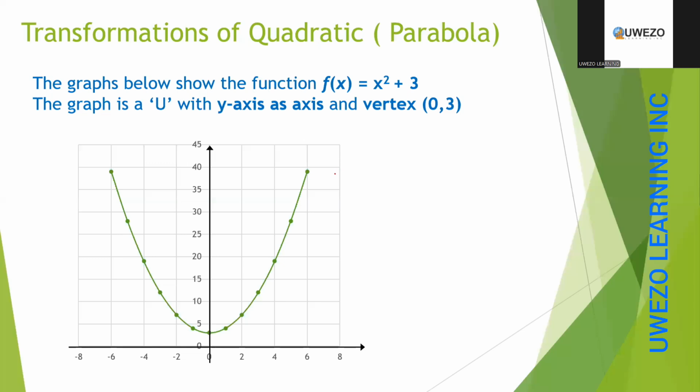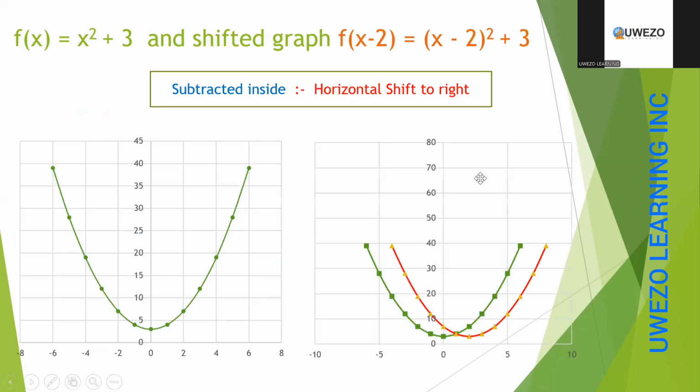Likewise, we could also apply translations on quadratic functions. Let there be a quadratic function f of x equals x squared plus 3, whose vertex is going to be (0, 3). Now, if I subtract 2 inside the brackets, so now x is x minus 2, the graph is going to shift to the right by 2 units. Hence, the vertex will shift from (0, 3) to (2, 3).